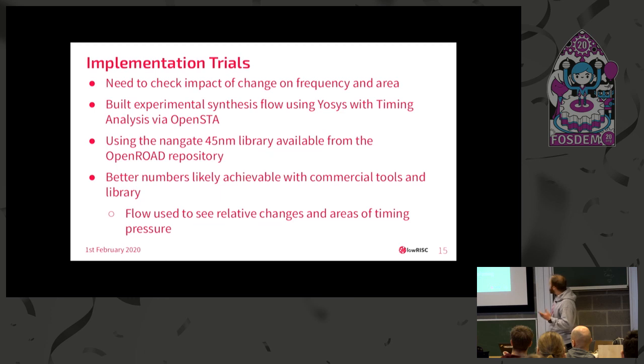I would caution that things like Yosys and the NanGate 45 nanometer library aren't going to achieve the best numbers compared to what you could potentially do with commercial tools and libraries. So this flow is not here to say, here's the best numbers we can get out of Ibex for frequency and area, etc. But it is very useful to see relative changes as we make these improvements, and then see where our areas of timing pressure are. See what chains of logic are slowing down our frequency, and thus work out where we can improve things.